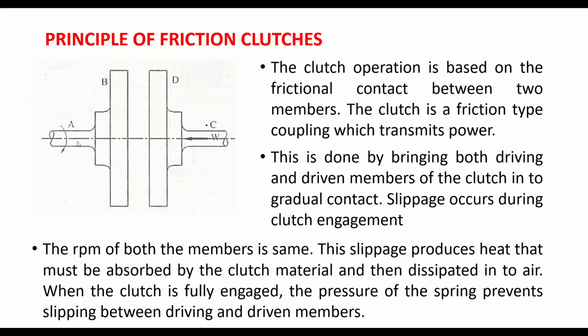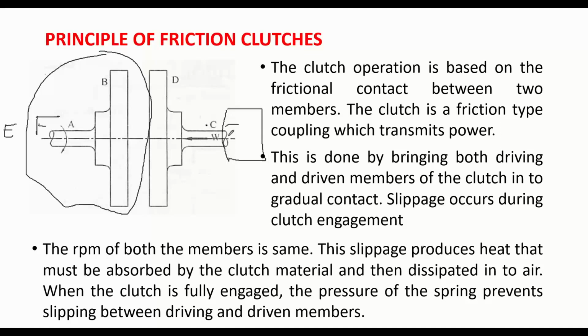You can see the two important components here. The clutch operation is based on the frictional contact between the two members. You can see this is the first member. The end A will be connected to the flywheel, which is in turn connected to the engine output. So here, this is actually the friction plate, the second friction plate. The other end of the friction plate will be connected to the gearbox. Here engaging and disengaging takes place at this point.